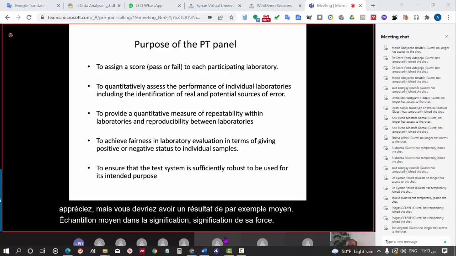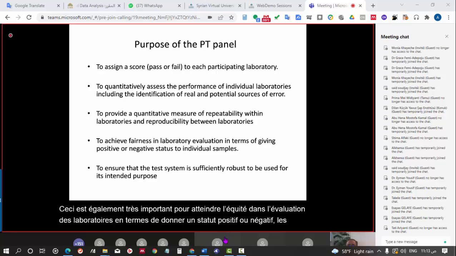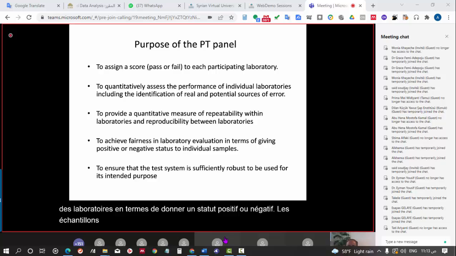Then to provide a quantitative measure of repeatability within laboratories and reproducibility between laboratories to compare with each other. This is also very important to achieve fairness in laboratory evaluation in terms of giving positive or negative status to individual samples. By participation, you show your proficiency to say reliably whether some sample is really positive or negative.